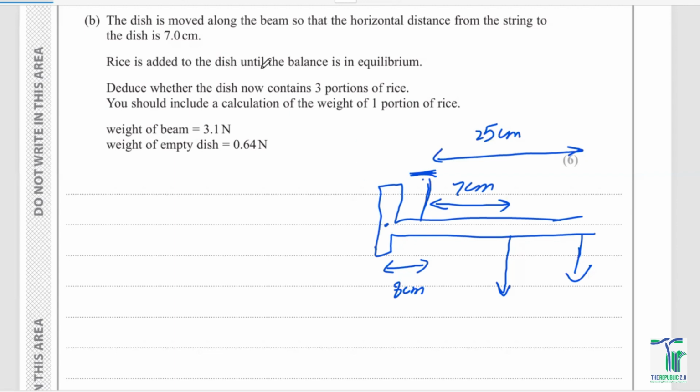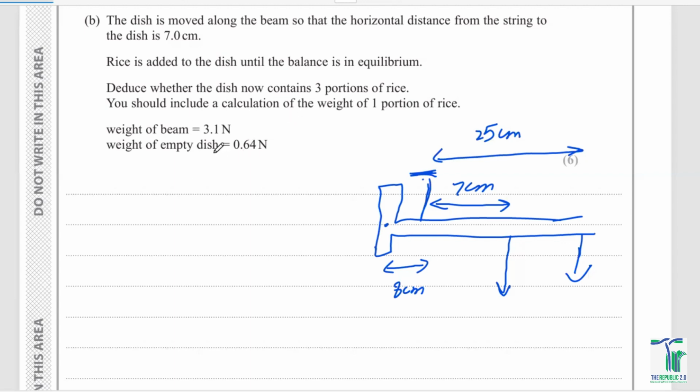Rice is added to the dish until the balance is in equilibrium. Deduce whether the dish now contains 3 portions of rice. You should include a calculation for the weight of 1 portion of rice. Weight of the beam is 3.1 newtons, and weight of the empty dish is 0.64 newtons. So first of all, I'm just going to calculate the total weight of the portions of the rice.